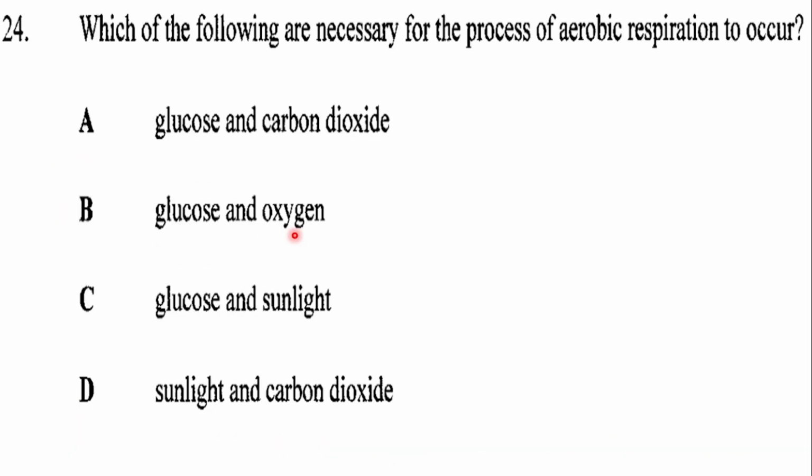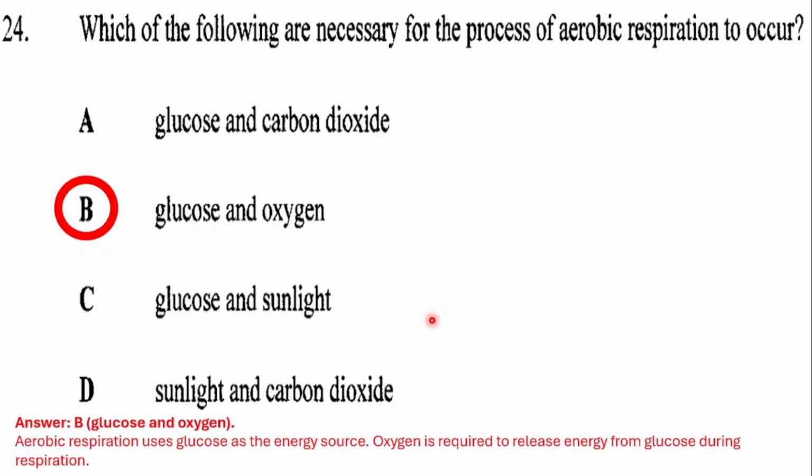Let's move on to question number 24, which says, which of the following are necessary for the process of aerobic respiration to occur? Is it A, glucose and carbon dioxide, glucose and oxygen, glucose and sunlight, or sunlight and carbon dioxide? Well, the correct answer is definitely going to be B, glucose and oxygen, because aerobic respiration uses glucose as an energy source. It also uses oxygen because oxygen is required to release energy from glucose during respiration. So aerobic respiration utilizes glucose and oxygen, and so the correct answer is definitely going to be B.